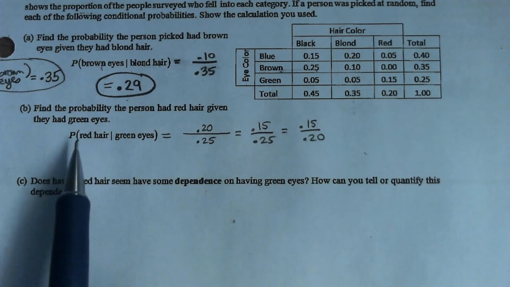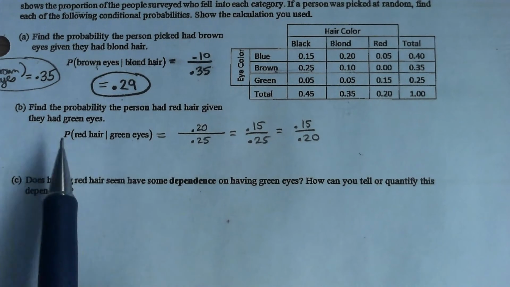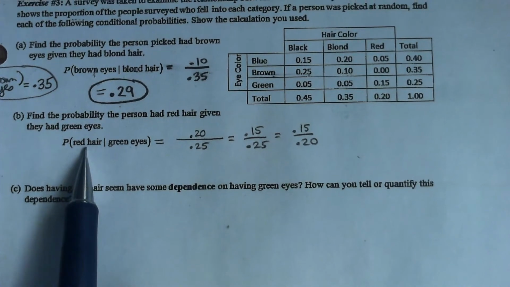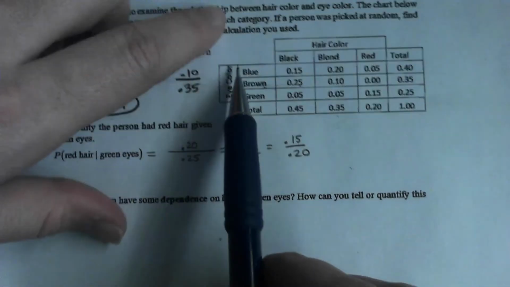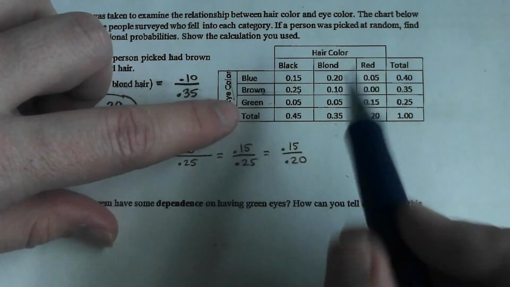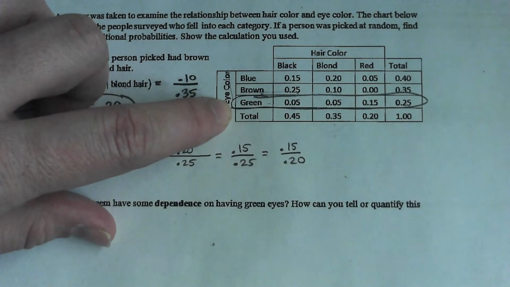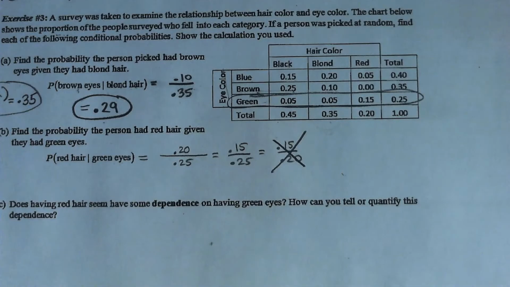So we are restricting our population that we're looking at to just the green-eyed people. What is your probability of having red hair? We're looking at the probability of having red hair, but we're limiting our population to just the green-eyed people. So if I go to eye color and I go to just green-eyed people, I'm looking at that column only. So it should be out of 0.25. So that knocks off that one. It's definitely out of 0.25.